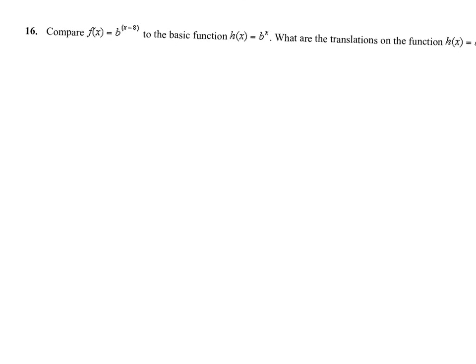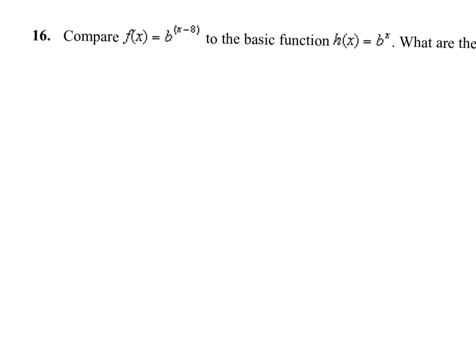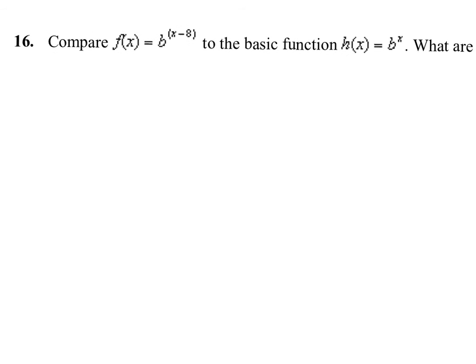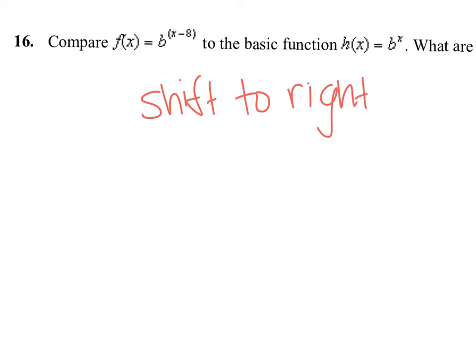Compare f of x equals b raised to the x minus 8 to the basic function h of x equals b to the x. What they want is just the translations. B to the x was our basic function. So I have that minus 8. The minus 8 is in the exponent spot. It's tucked in there with x, so it's going to be a shift left or right. Because there's a negative sign, it's going to be a shift to the right, 8 units to the right.